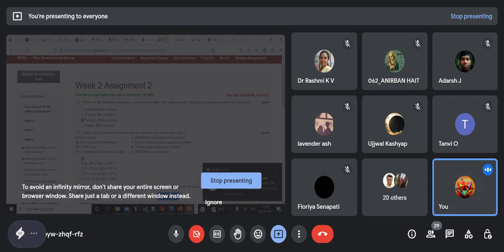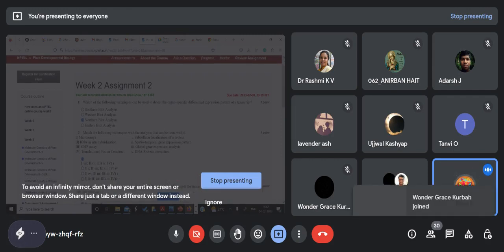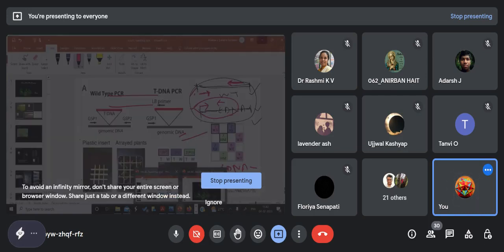Okay. So RNA in situ hybridization is something which is used for the spatial, or positional information about a transcript. So, okay, I'll just show you that one slide I have.